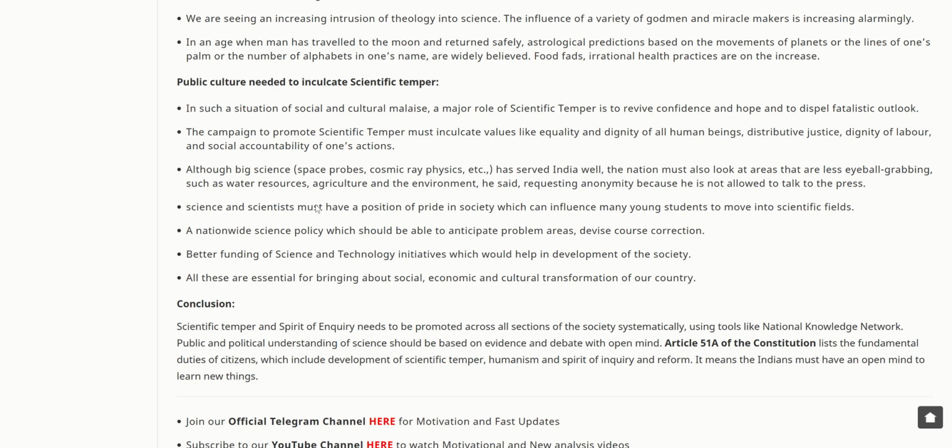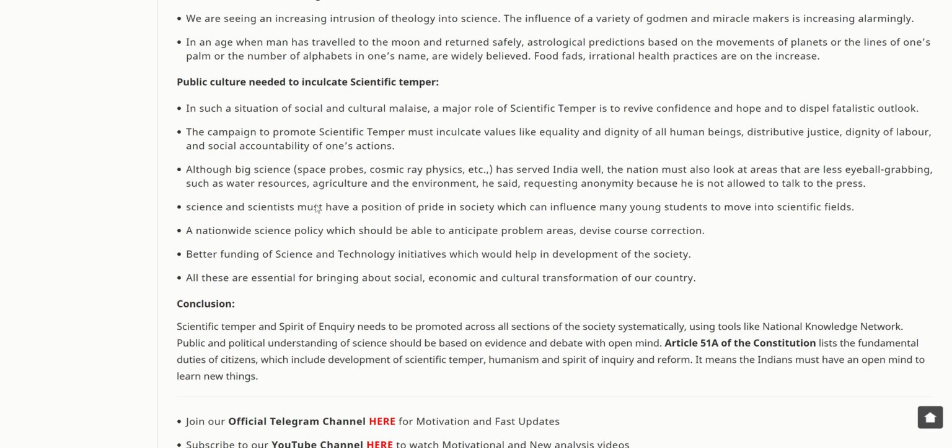Although big science has served India well, the nation must also look at areas that are less eyeball grabbing, such as water resources, agriculture, and environment, he said, requesting anonymity because he is not allowed to talk to the press. Science and scientists must have a position of pride in society. Even young students need to be motivated into opting for scientific fields.